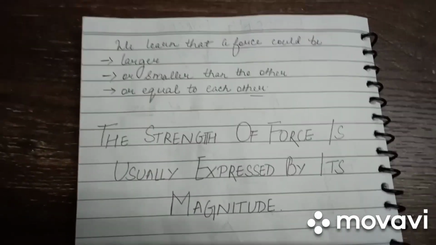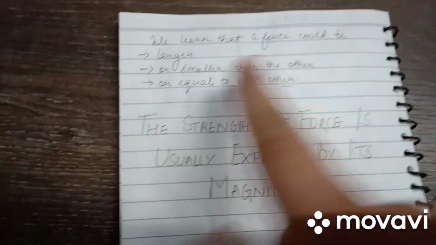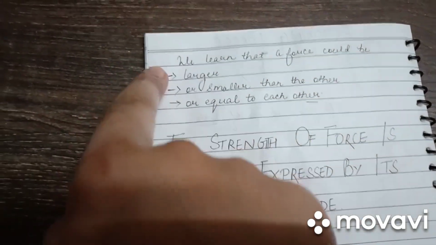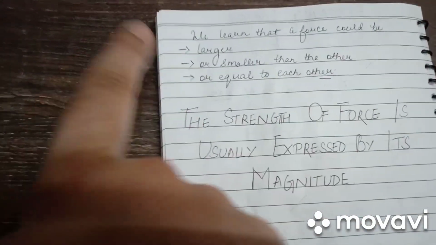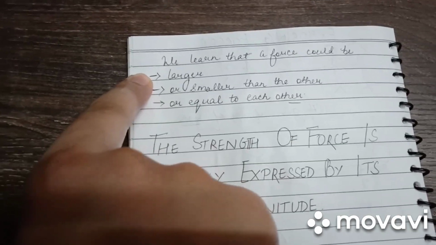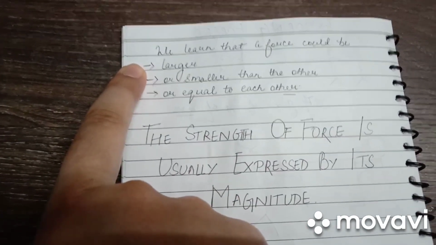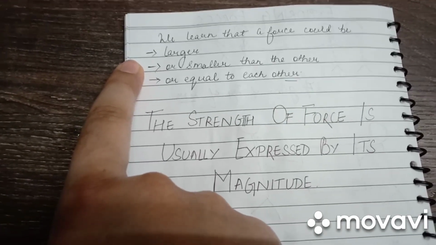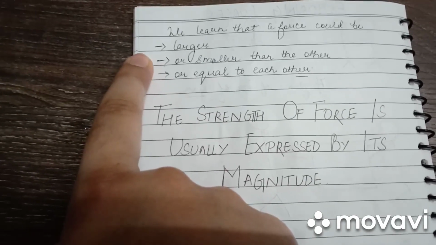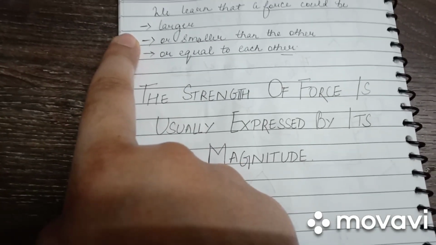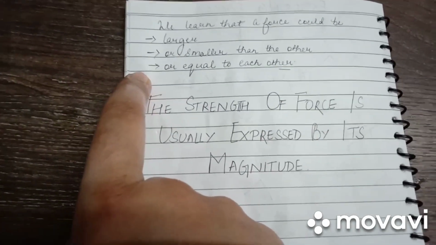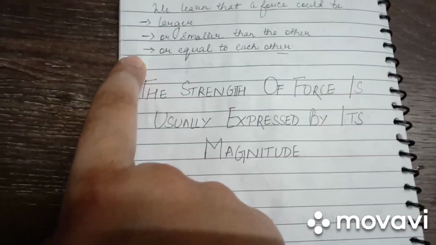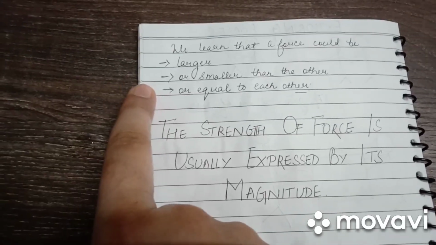In a nutshell, we can say that force could be larger or smaller than the other or equal to the other. Larger was the case when two people were trying to push the box, as a result of which it came into motion. Smaller than the other, when in a game of tug of war the force applied by one of the teams is less than the other, as a result of which they lose. Or equal to each other, when the force applied to the box is equal from both the directions, as a result of which it stays at rest.